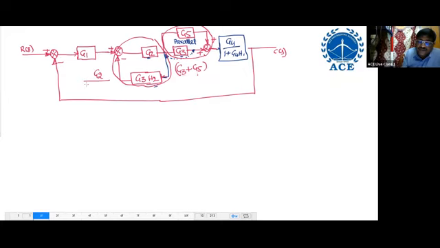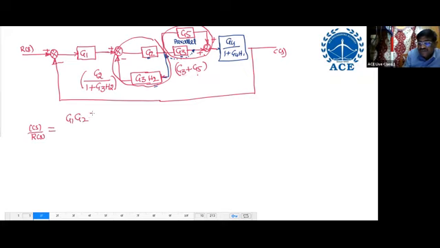G2 by 1 plus G3 H2. Now simplify, all these are series. Then what is the answer? C of S by R of S equal to what I am getting?